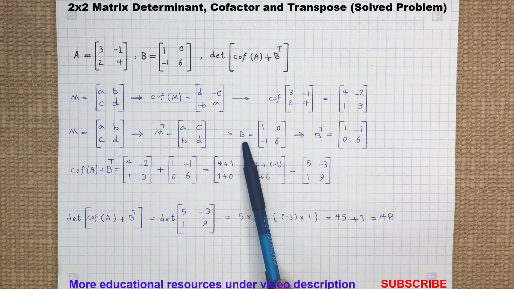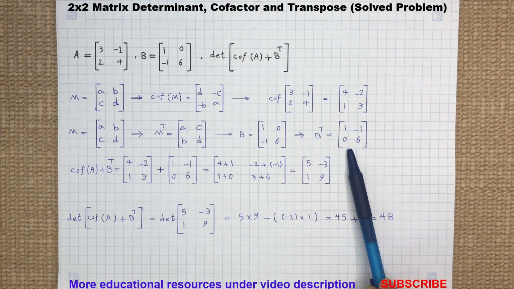Next, we are going to find the transpose of the matrix B. As you can see here, the transpose of the matrix B is where all the columns of the matrix B become rows in the transpose matrix.